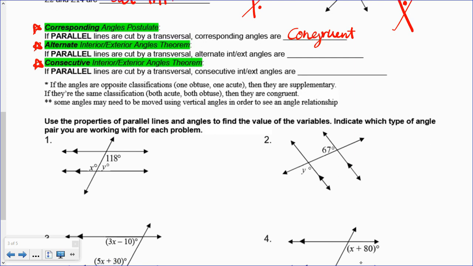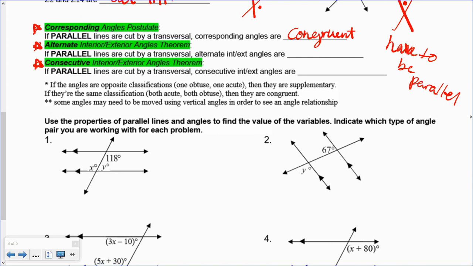Only if the lines are parallel. So I want you to write nice and big over here: have to be parallel for these theorems and postulates to work. In order to solve, the lines have to be parallel. If they're slanty and weird, then you cannot solve. They have to be parallel for you to find numbers.